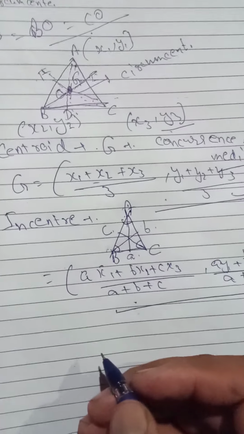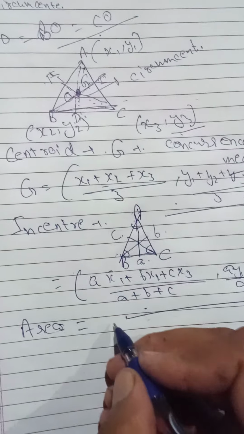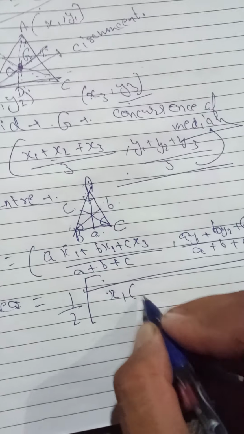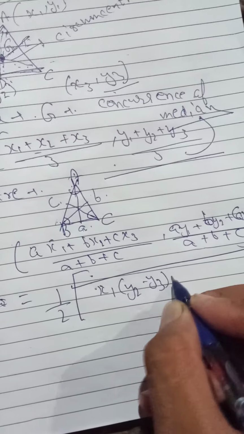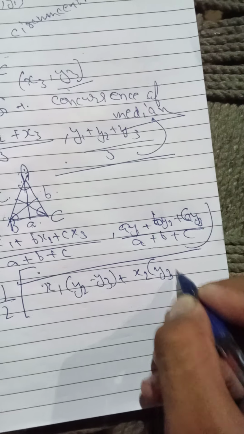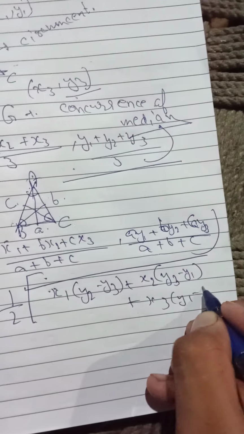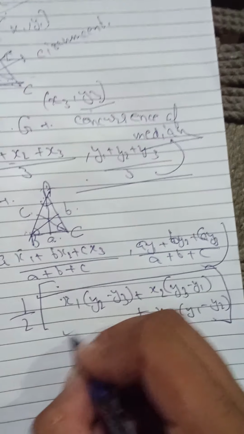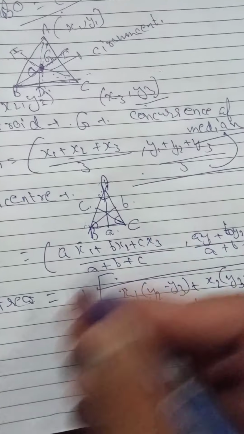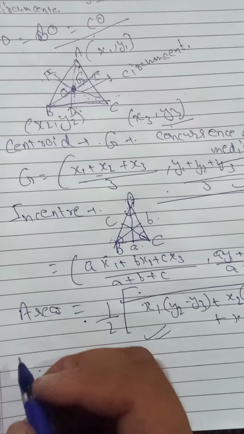Also, the area of a triangle will be given by 1 by 2 into x1 into (y2 minus y3) plus x2 into (y3 minus y1) plus x3 into (y1 minus y2). This is the formula for the area of a triangle. If a quadrilateral is shown, then we join opposite vertices to make triangles and take their sum.